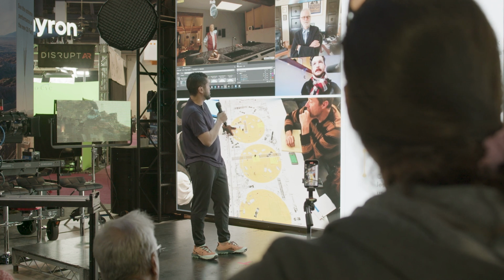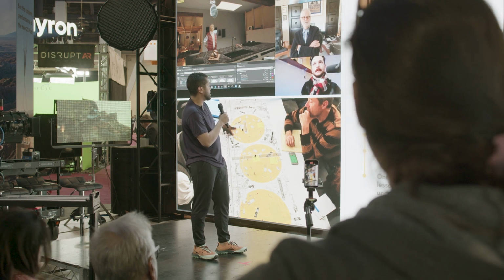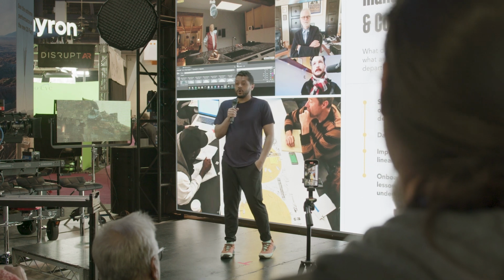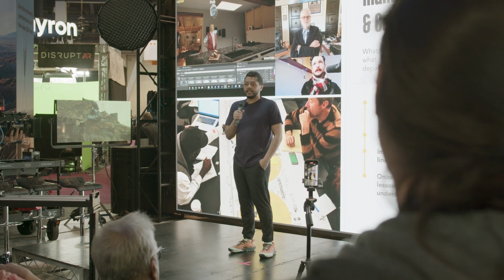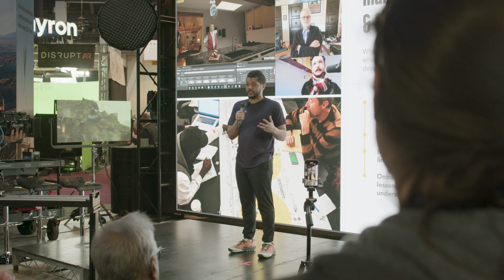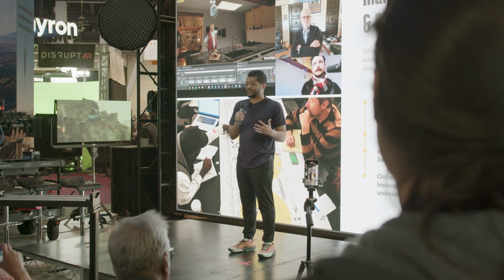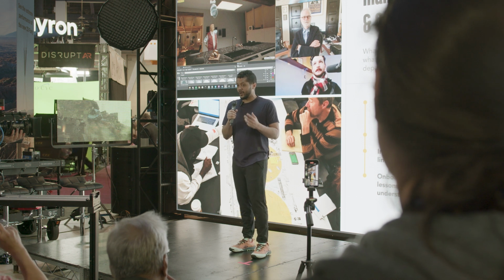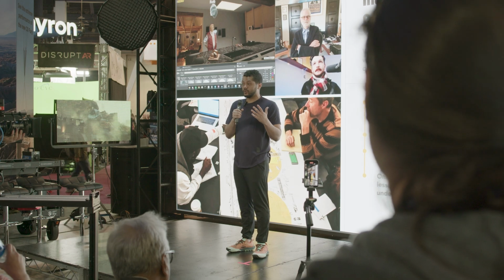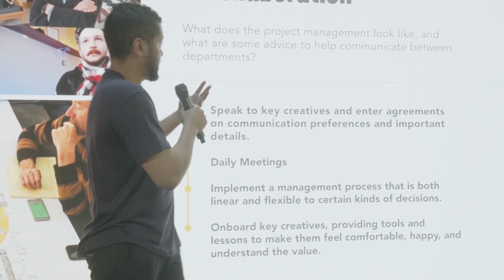Management and collaboration. What does the project management look like? And what is some advice to help communicate with the departments? Of course, I think a lot of people look at virtual production and they think that we're here to take their jobs. It's actually more like, we're here to facilitate. We're here to bridge those different roles between departments. And that's what this is about.